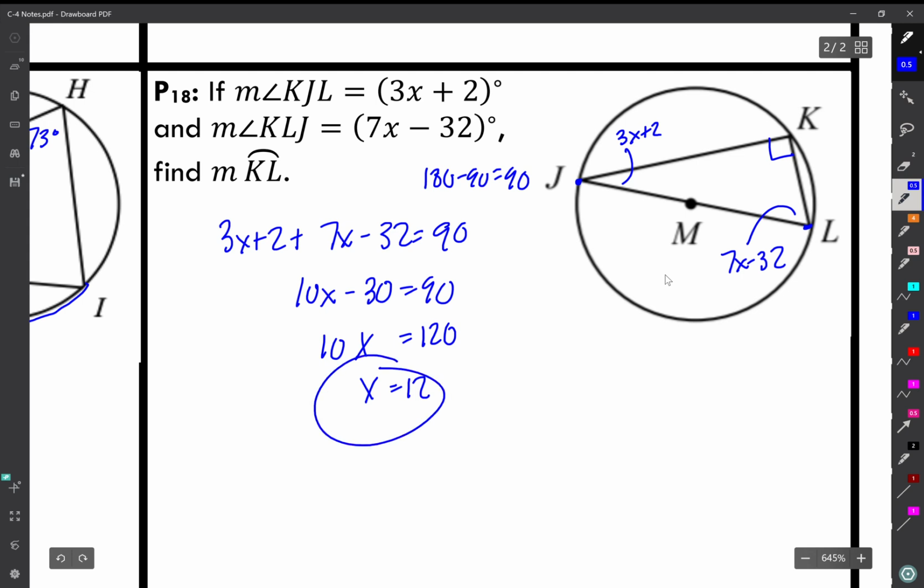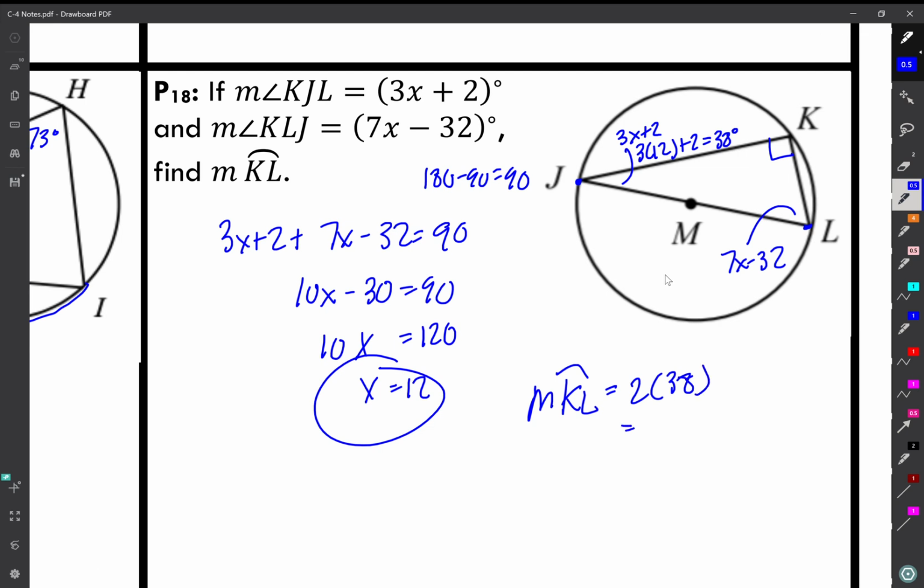But that's not what we're looking for. We're looking for the measure of arc KL, which will be 2 times whatever this angle is. 36 plus 2 is 38 degrees. So the measure of arc KL is 2 times this 38, which is 76 degrees.